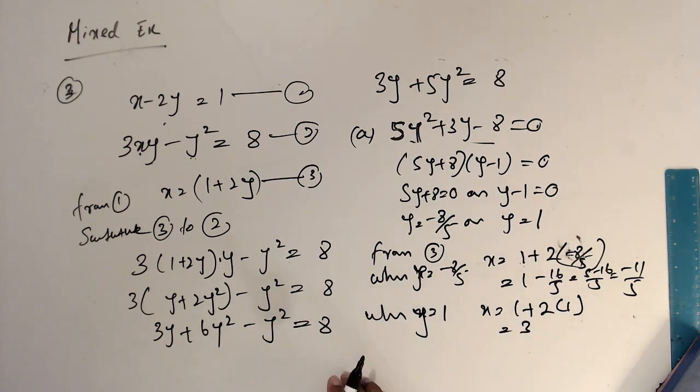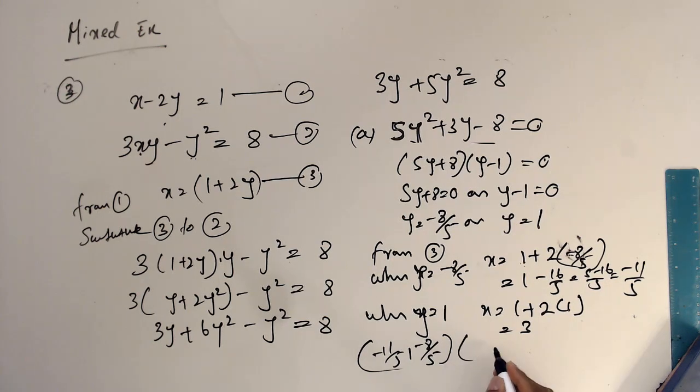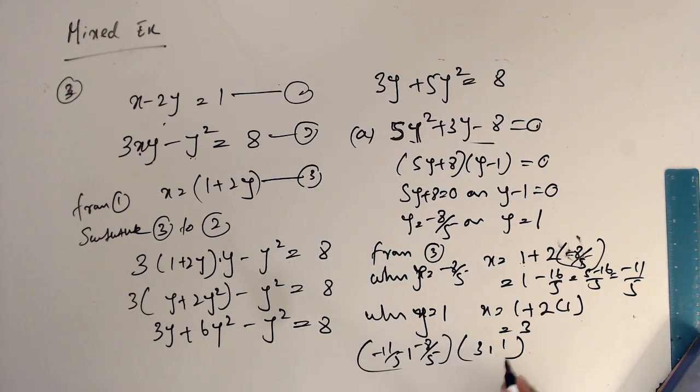So we found two solutions now. One is minus 11 over 5, minus 8 over 5, and the other one is 3, 1.